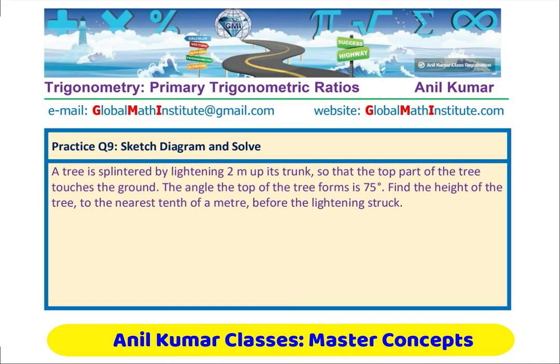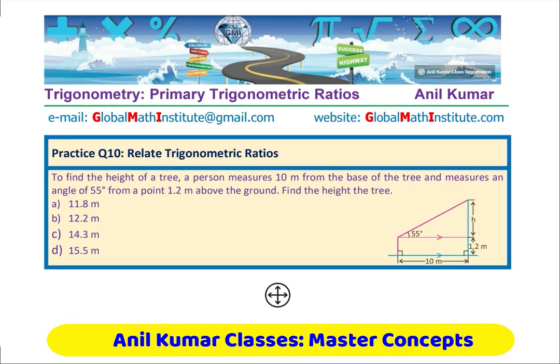Question number 9. A tree is splintered by lightning 2 meters up its trunk so that the top part of the tree touches the ground. The angle the top of the tree forms is 75 degrees. Find the height of the tree to the nearest tenth of a meter before the lightning struck. So again, you need to sketch the diagram and then solve. Perfect.